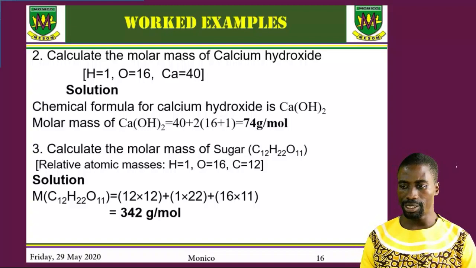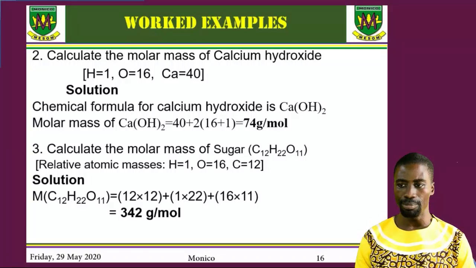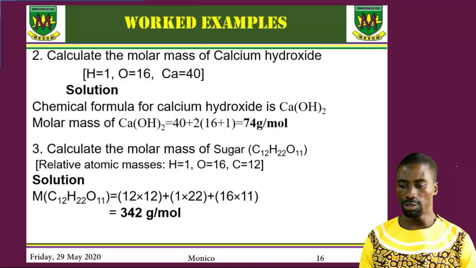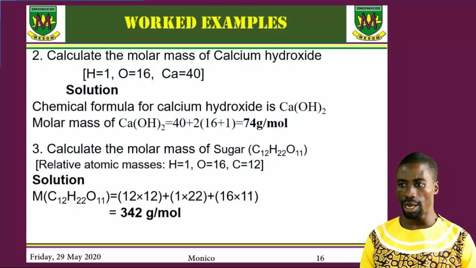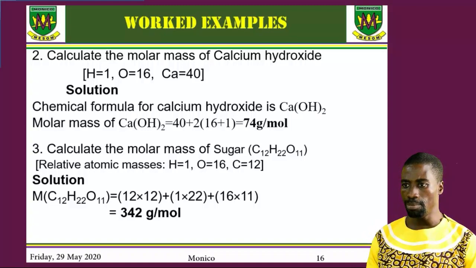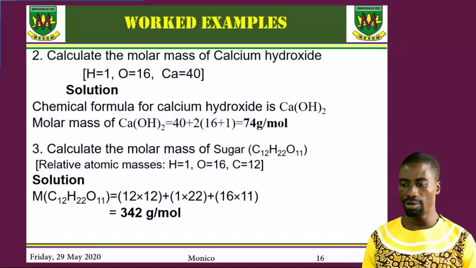So we are saying that the mass of 1 mole of sugar is equal to 342 grams. That is the meaning of 342 grams per mole. So sometimes we can ask you what is the significance or the meaning of 342 grams per mole. It means that the mass of 1 mole of sugar is equal to 342 grams. So take note of that.